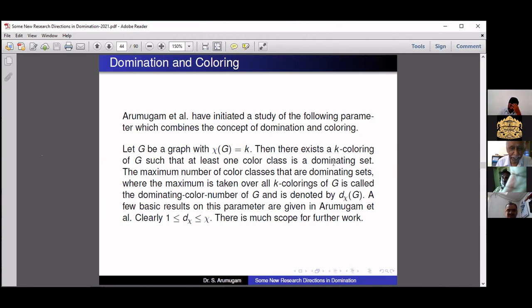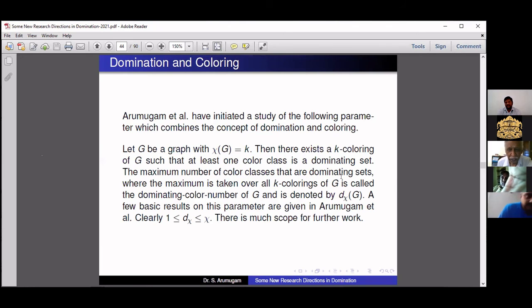After transferring this vertex, look at the new color class. If it is dominating, my problem is complete. Otherwise, go and transfer another vertex. So keep transferring vertices from other color classes one after the other so that the first color class will ultimately become a dominating set. So this is how I combined domination and coloring. So in any graph with chromatic number k, given any k-coloring of the graph, I can recolor the vertices so that at least one color class can become a dominating set.